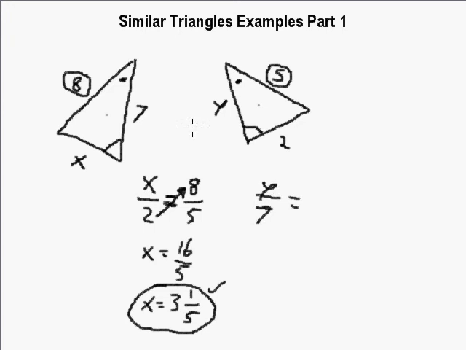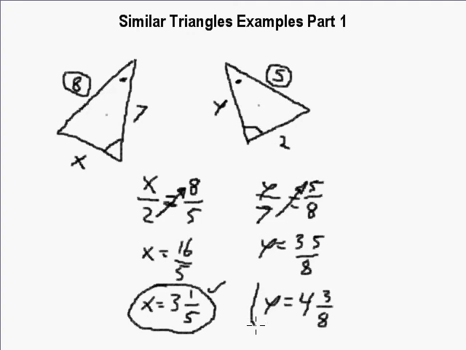It'll be easier. So y goes over 7. That means that 5 goes over 8. Ready? Solve it. Multiply that up there. And y equals 35 over 8. Y equals, what can I take out of there? 4 of them? 4 and 3 over 8. Bam. Check. There's x and y. Solved. Next one.